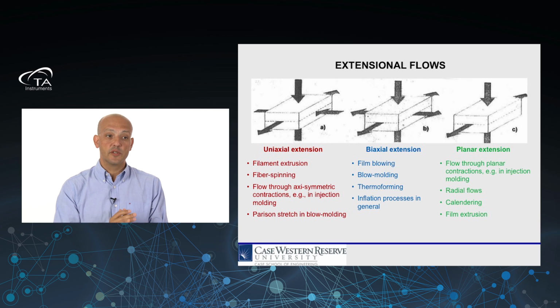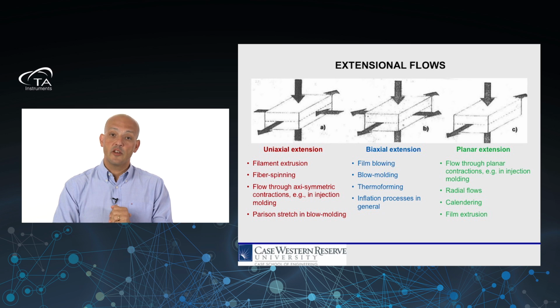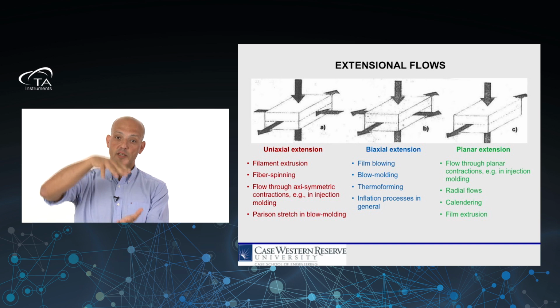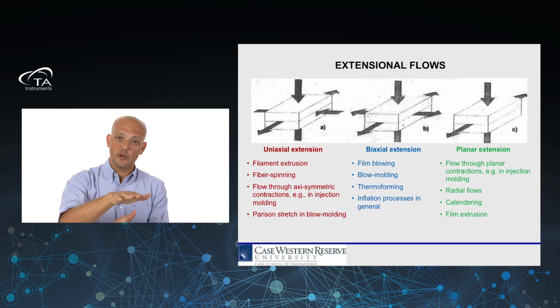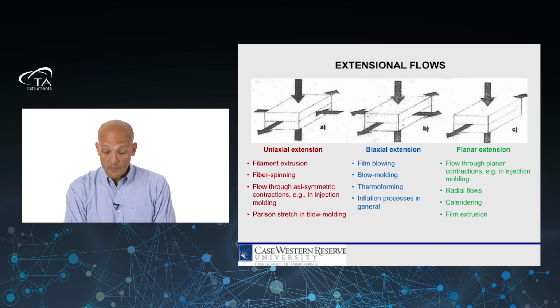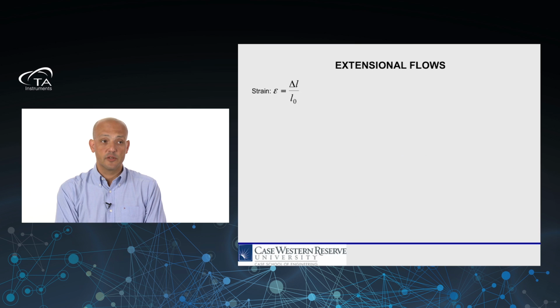So examples of planar extensional flows are flow through planar contractions, radial flows, calendering, film and sheet extrusion, the flow prior to the die land in coat hanger dies, for example, where you now have a film of constant width, but you're still getting some contraction in the film before it goes into the die land. So these are the 3 main types of extensional flows.